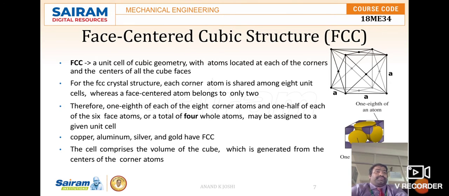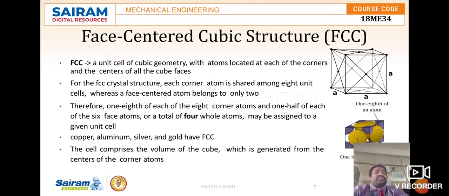Okay, so whatever the arrangement you are seeing now, that is the face-centered cubic structure. This unit cell is of cubic geometry, with atoms located at each of the corners and at the center of all the cube faces. You can see all the sides are marked A. So at the center an atom is located, face centered. Okay, so that is FCC.